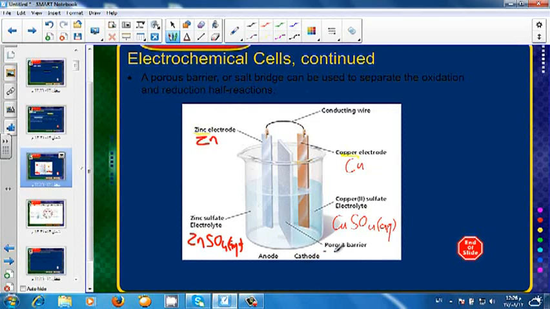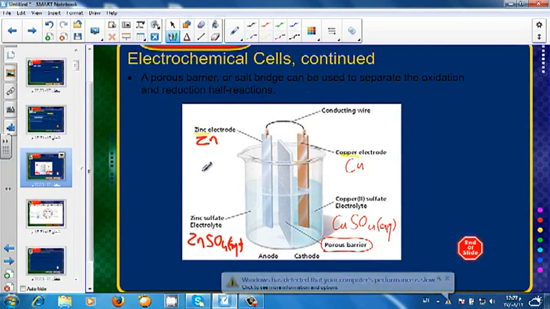And we separate between them with a porous barrier. So the porous barrier separates the two half cells, the first half cell and the second half cell, and at the same time it enables the motion of ions through this barrier. The part of the electrochemical cell through which electrons are released or lost is called the anode.